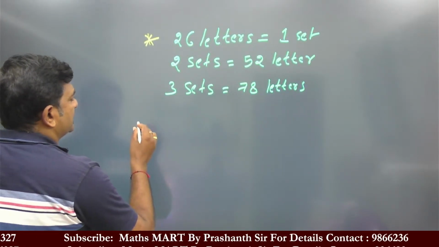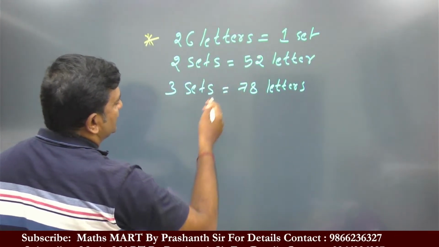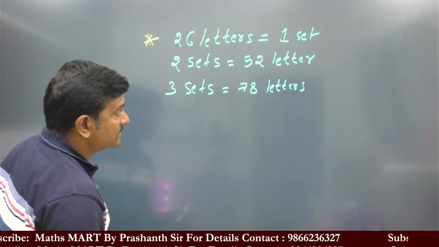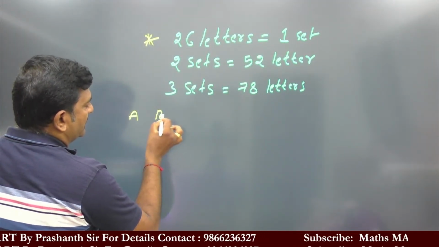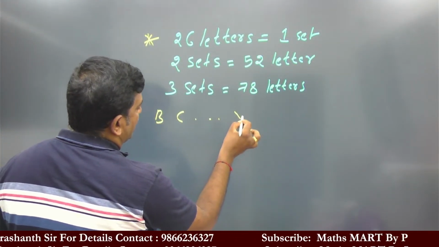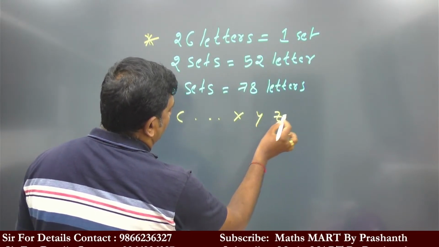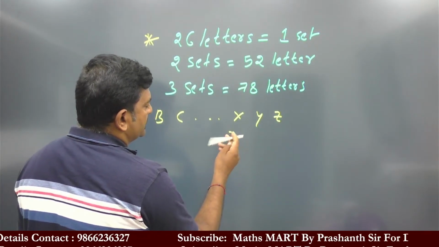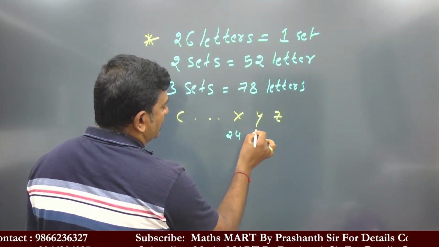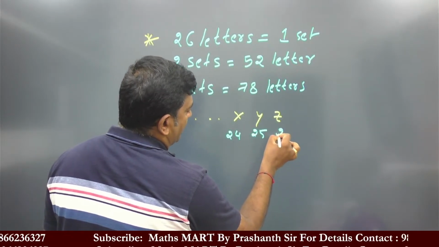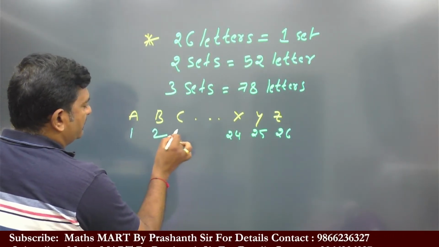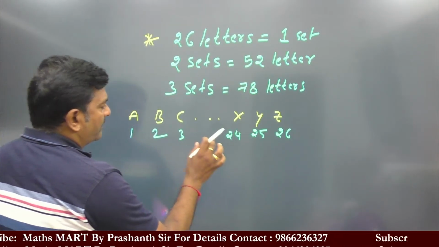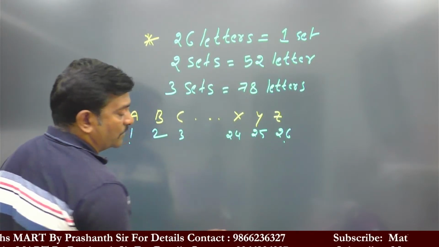This is our first case. Sir, what is meant by two sets being 52 letters? Just observe here. You know already A means 1, B means 2, C means 3 and so on. We have X, Y, Z. X means 24, Y means 25 and Z means 26. So from A means 1, B means 2, C means 3, up to 26 I wrote here.